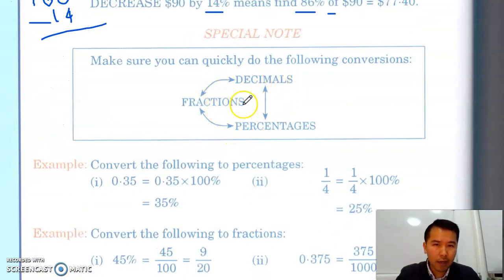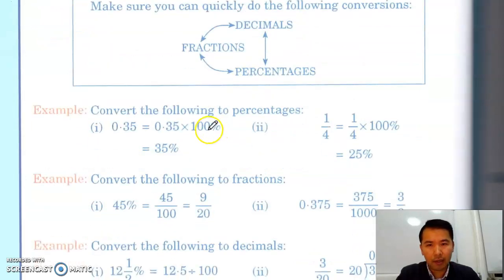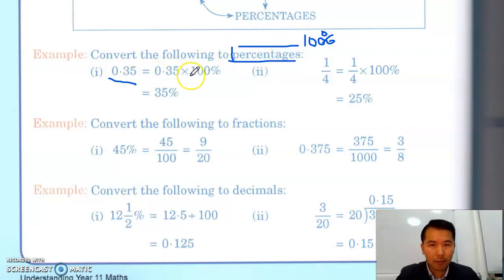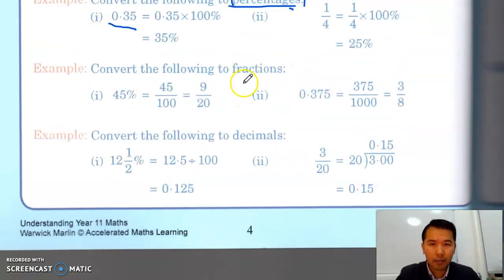So from here you can go around from decimal to fractions, and fraction to percentage, etc. You can go around like that. If you want to convert to percentage, remember percentage means 100. To convert to percentage, times this by 100, and you get the percentage. Fraction means something out of something. So 45%, that means 45 out of 100.